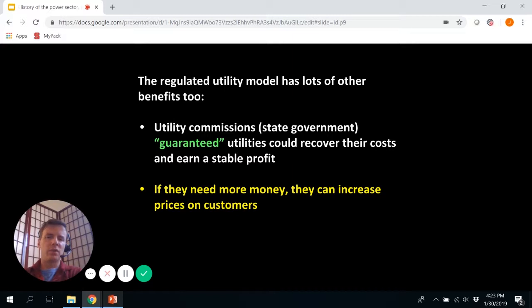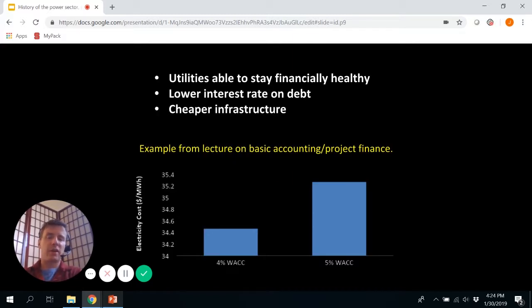The utility commissions guaranteed that utilities could recover their costs and earn a stable profit. And what that meant is that if they needed more money to make the profit that they were allowed to make, they could actually increase prices on customers. And so that might sound kind of greedy, but effectively what it meant is that utilities had sort of a guaranteed way to stay financially healthy.